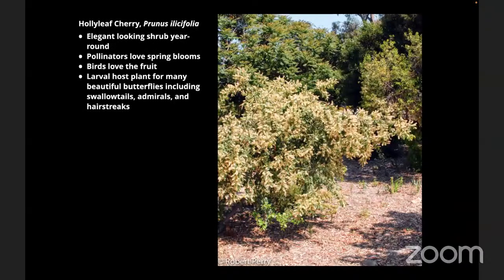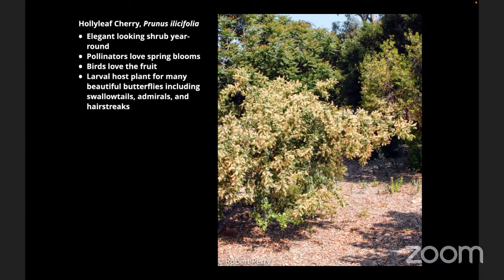Another larger sized shrub that is one of my favorites is holly leaf cherry. This is our local California native cherry. It has a lot of similarities to the Catalina Island cherry that I mentioned earlier, but this one tends to stay quite a bit smaller. If you read about it online, sources will say that this could be from 6 to 30 feet tall. And that's from the variety of habitats it's found in the wild.